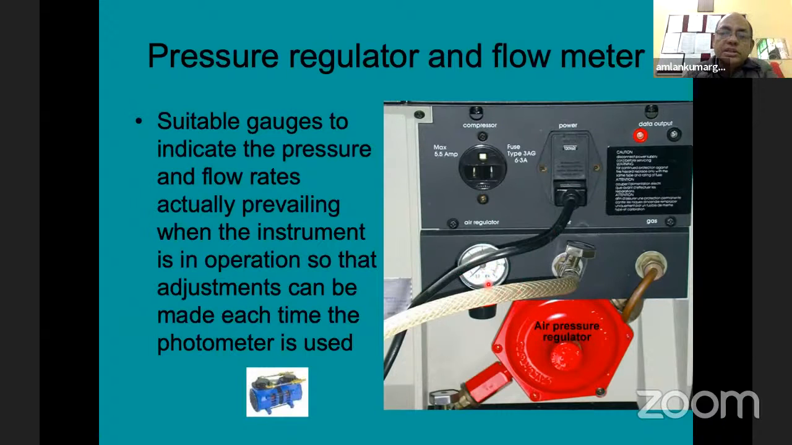So this will send the air and the gas at a constant pressure each time you set or make that operation. That means you can set it at say 0.4 or 0.5. Depending on that, the gas flow and the air flow will change. So you can change the sensitivity of the instrument also to some extent using this.